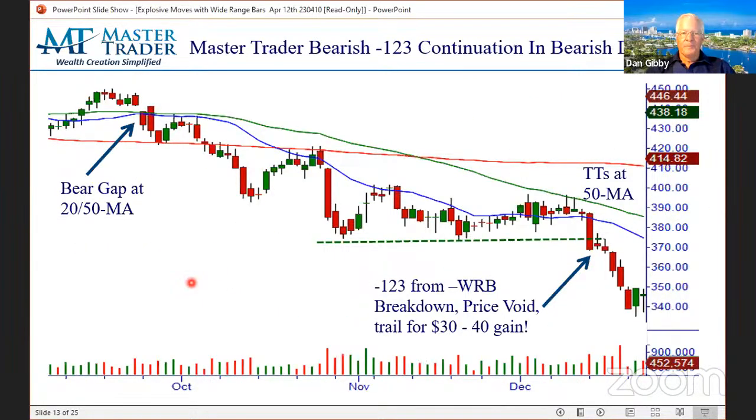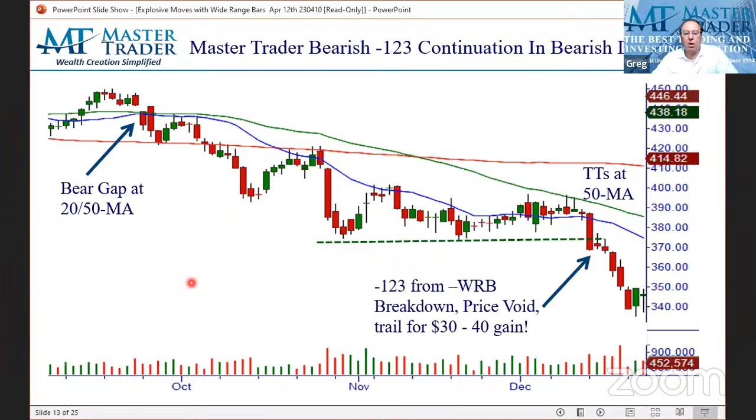You had something, Greg? No, I mean, the wide range bar, why is it an igniting bar? Because it had almost 2 months of consolidation when it broke down. So, and the void below. So there was that resting period.